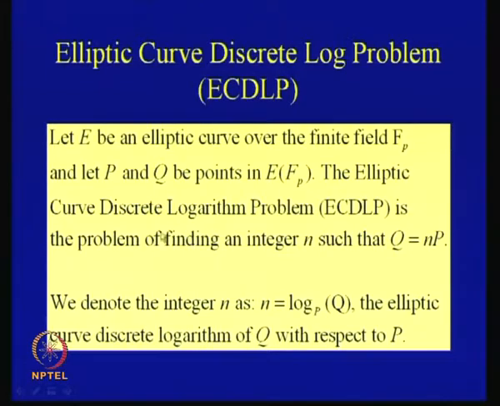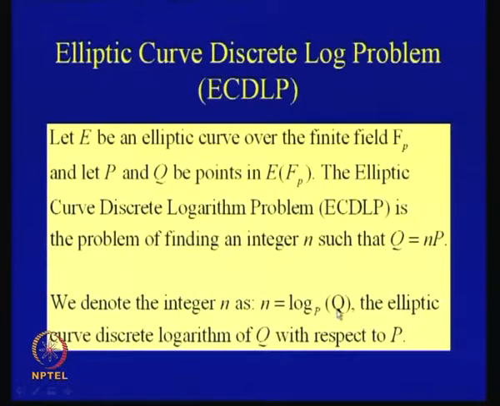The elliptic curve discrete logarithm problem is the problem of finding an integer n such that Q equals n P is satisfied. That is, given this value of P and given this value of Q, how hard is it to compute this integer n? We denote this integer n as n equals log Q base P. That is the elliptic curve discrete logarithm of Q with respect to P. Now we will see certain interesting properties of this problem.